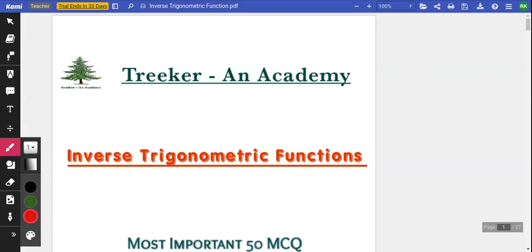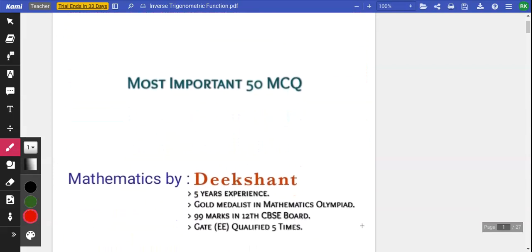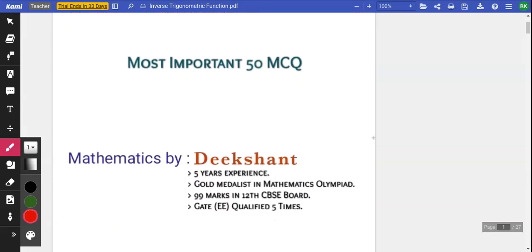This is Dikshant. I come up with most important MCQs on inverse trigonometric function. These questions are very important for CBSE board exam. This is all about me.